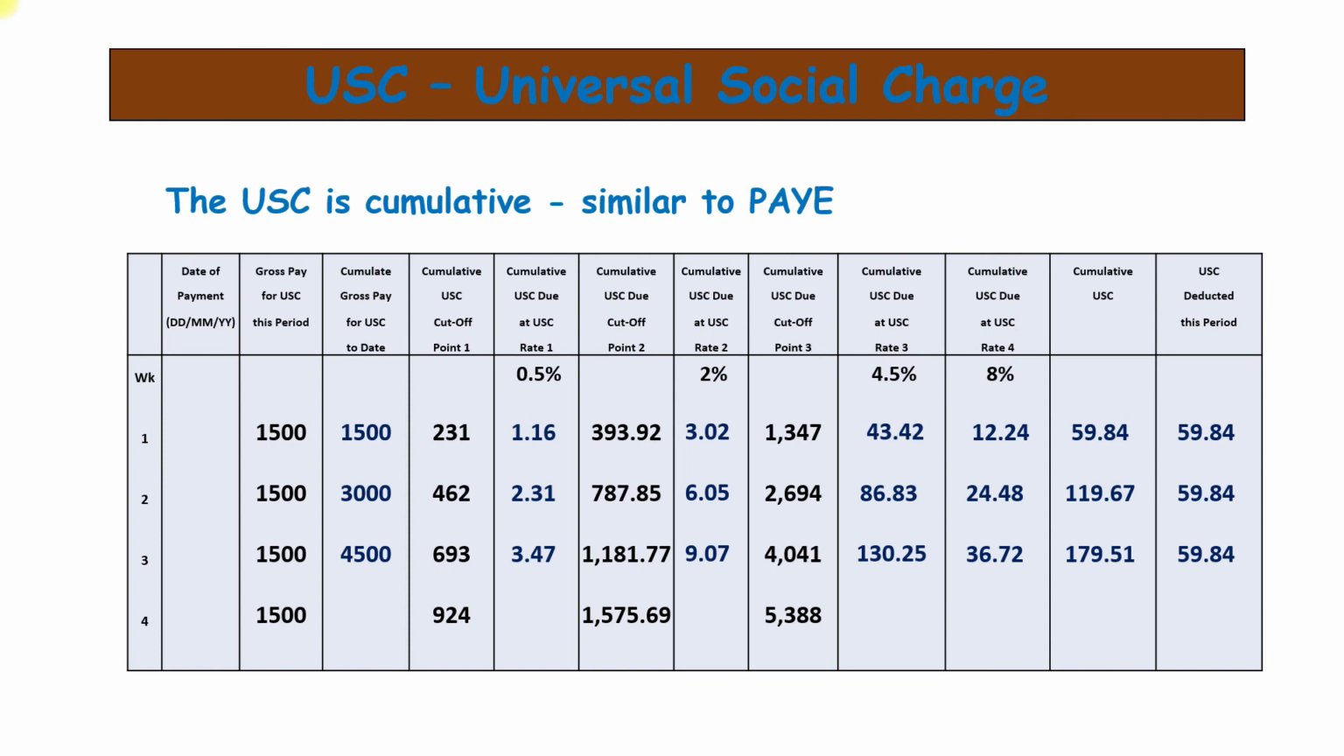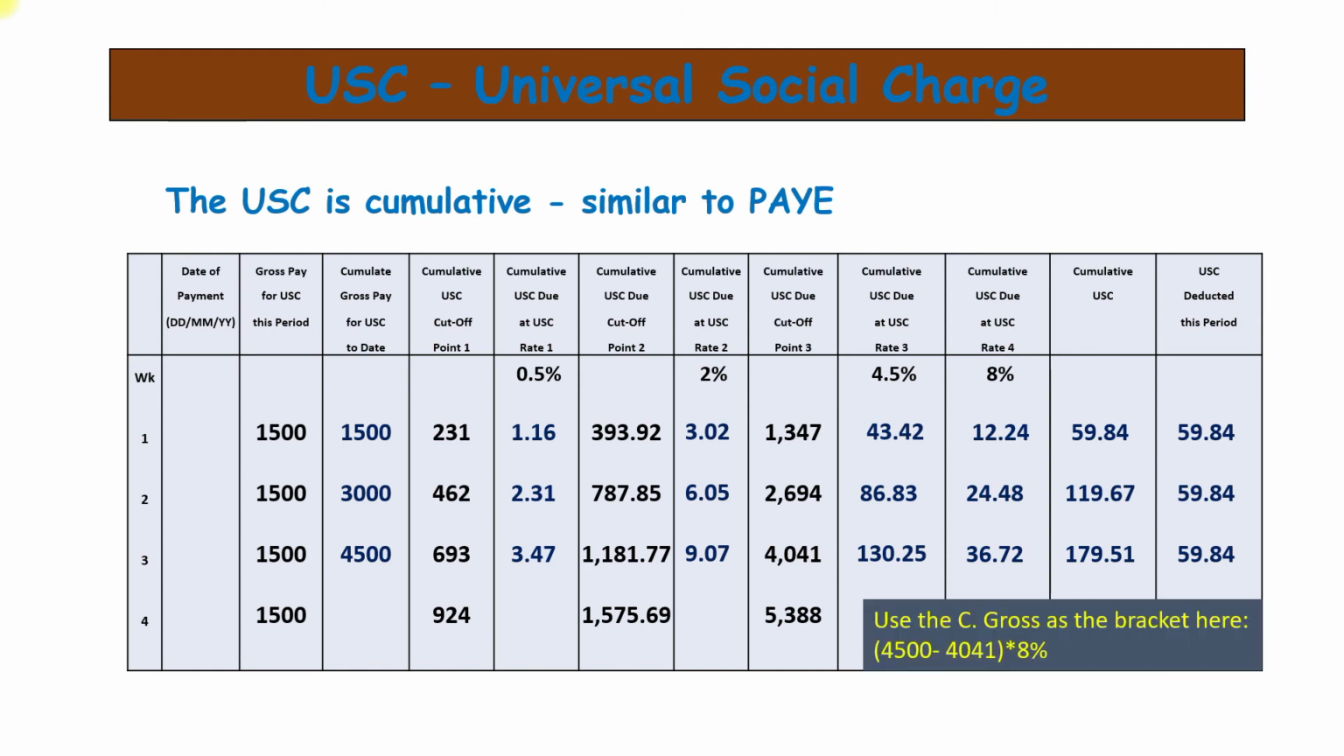119.67, and again this is the USC for the first 2 weeks. We subtract the previous week from this and get 59.84 for the USC deducted this period.